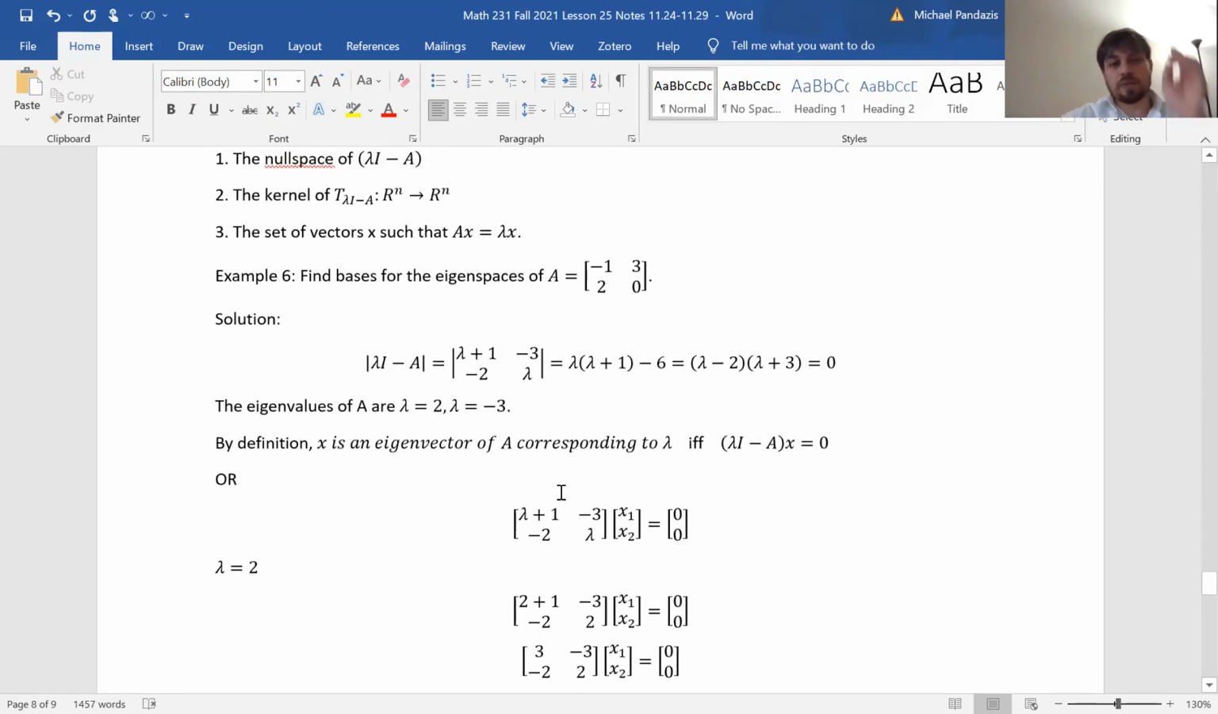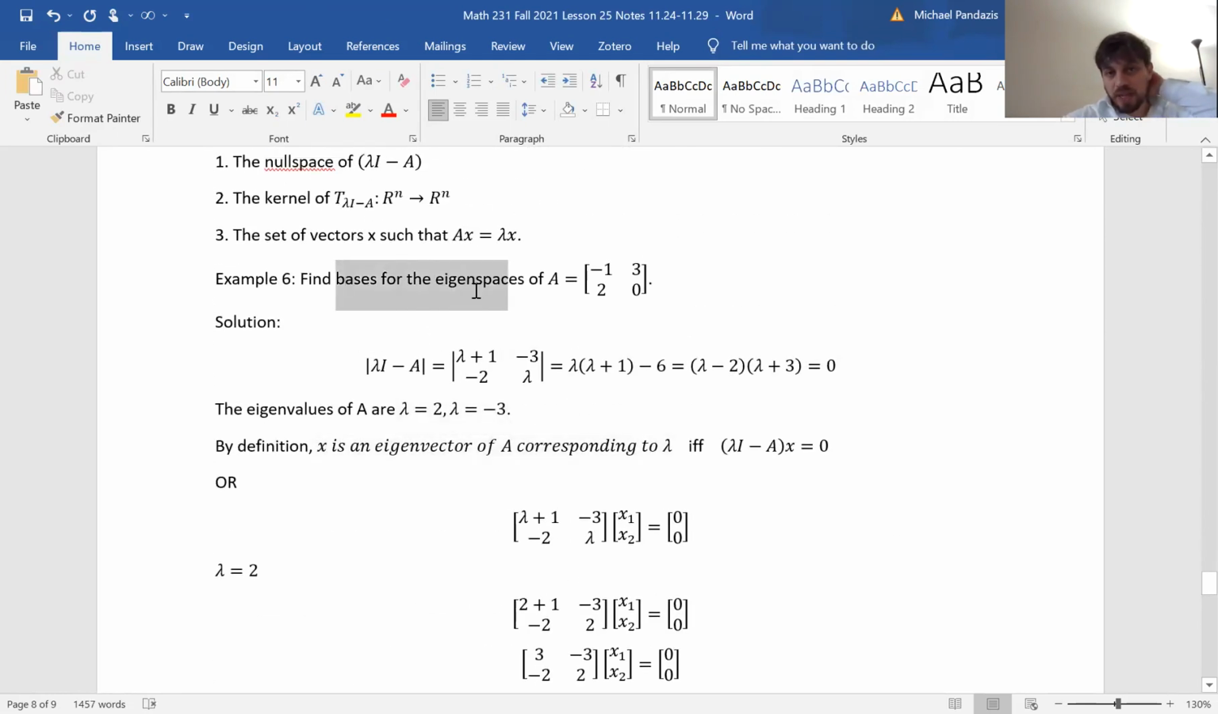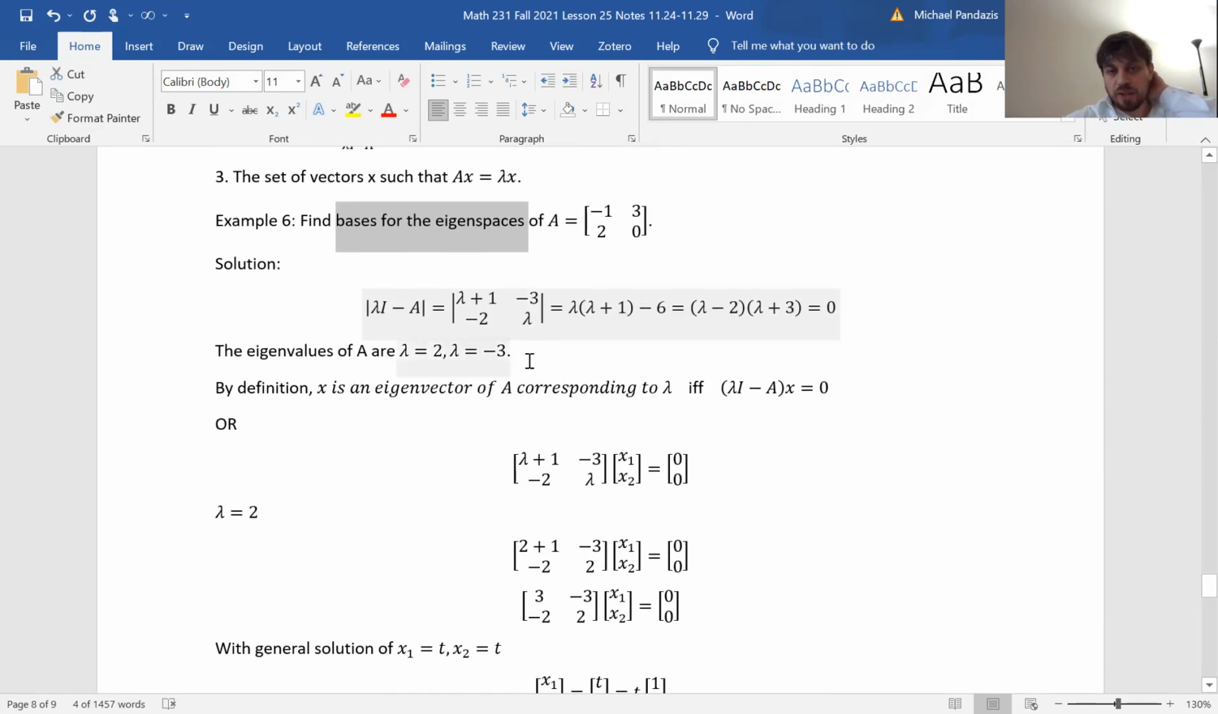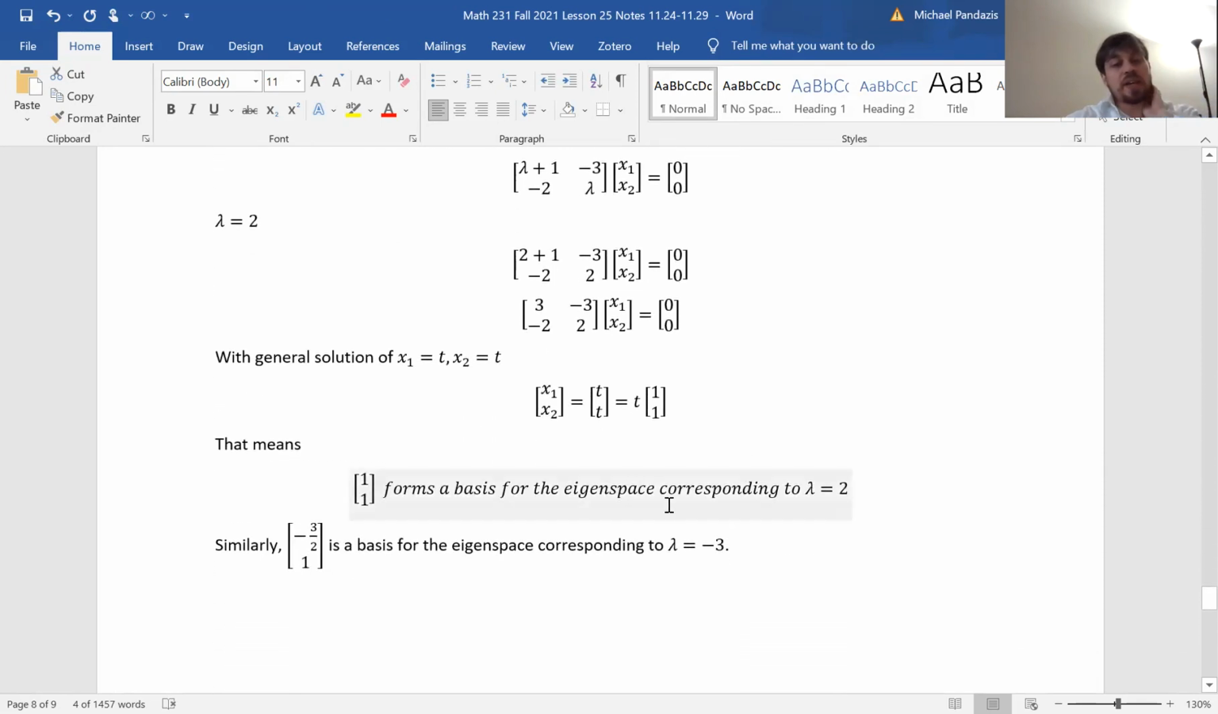So we've now completed the goal of finding bases for the eigenspaces of that matrix. We found the two eigenvalues are 2 and -3, so they each have eigenspaces corresponding to them. We found a basis for the eigenspace corresponding to lambda equals 2, and a basis for the eigenspace corresponding to lambda equals -3.